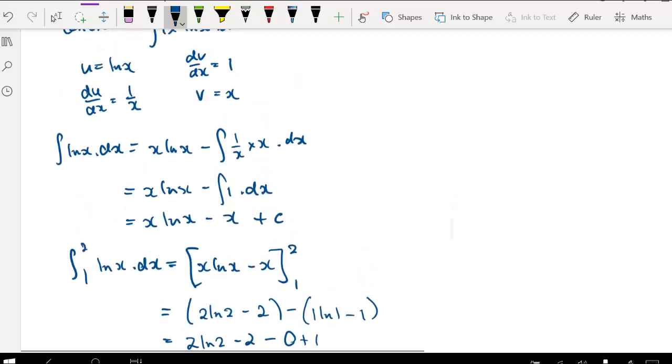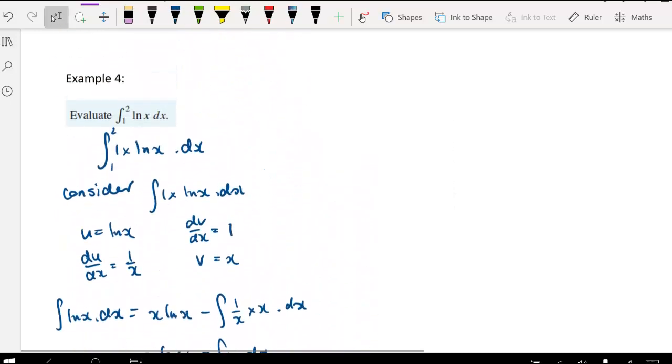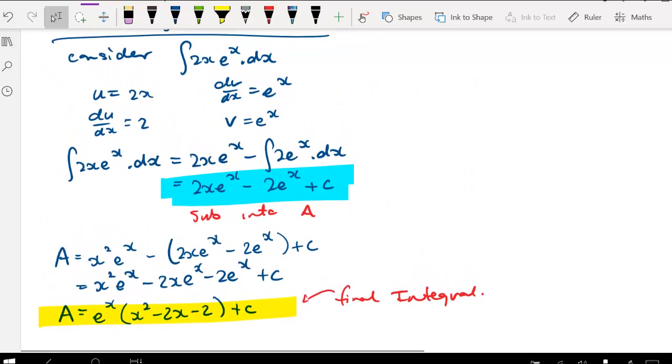There is our integral of ln x between 2 and 1 as a definite integral, and a collection of integration by parts problems allowing for a range of complexities.